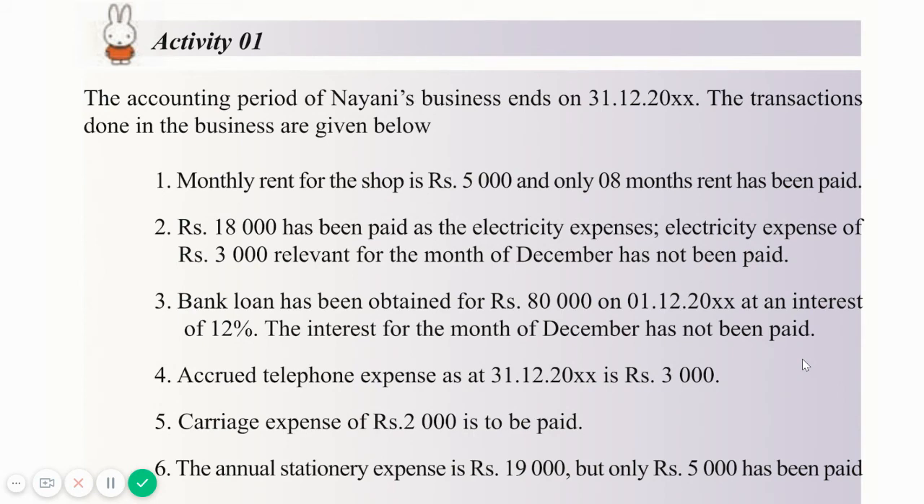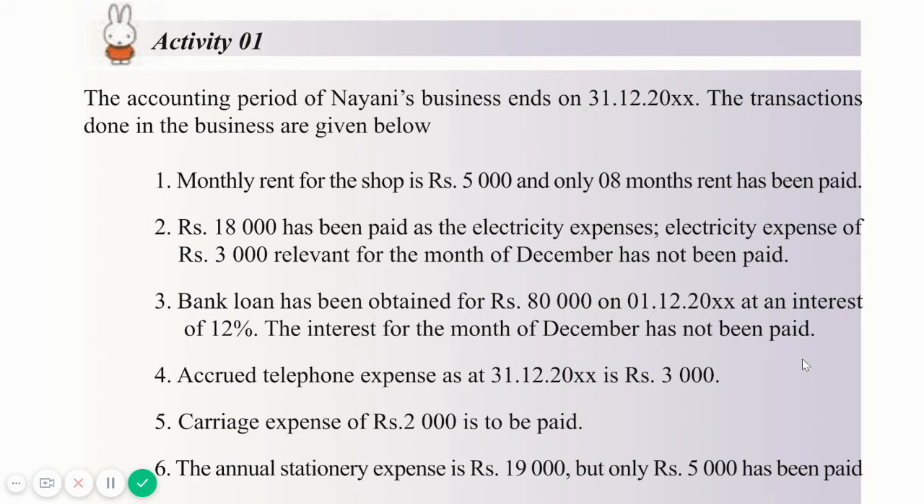So the monthly rent for the shop is 5,000. That is the first one. Second way: 18,000 rupees has been paid as electricity expenses, but electricity expense of 3,000 relevant for the month of December has not been paid. So when you read that, you can see the business has to pay some more. The third one: a bank loan has been obtained for 80,000 on 1st January 2019 at an interest of 12%. The interest for the month of December has not been paid. Again, the business has to pay some amount to the bank.